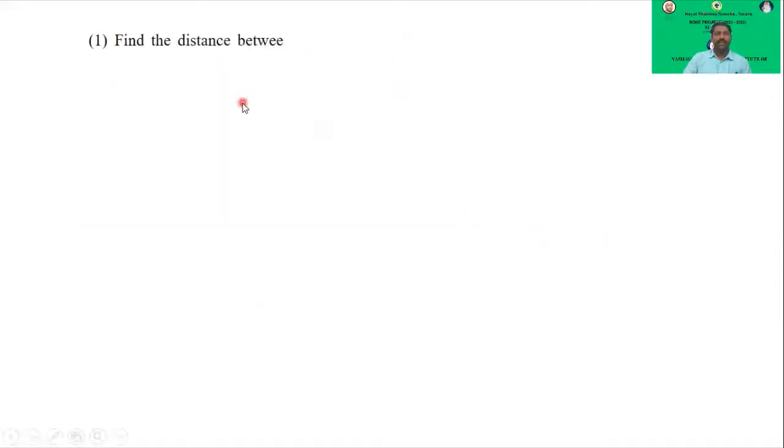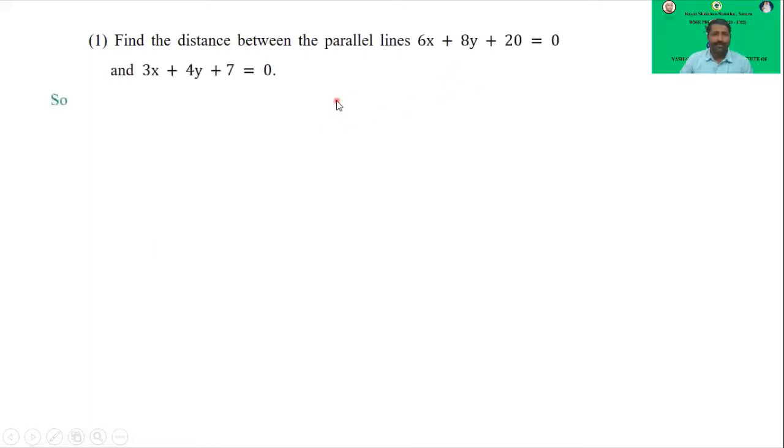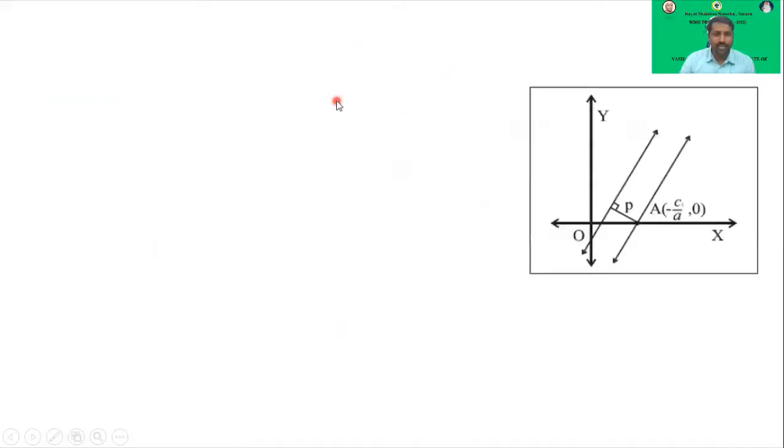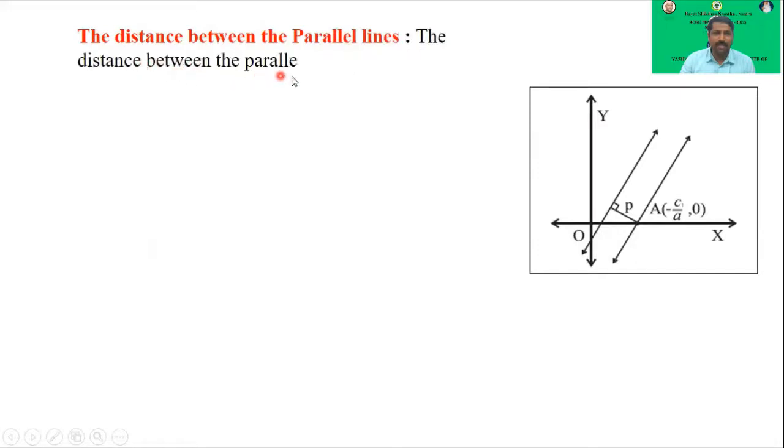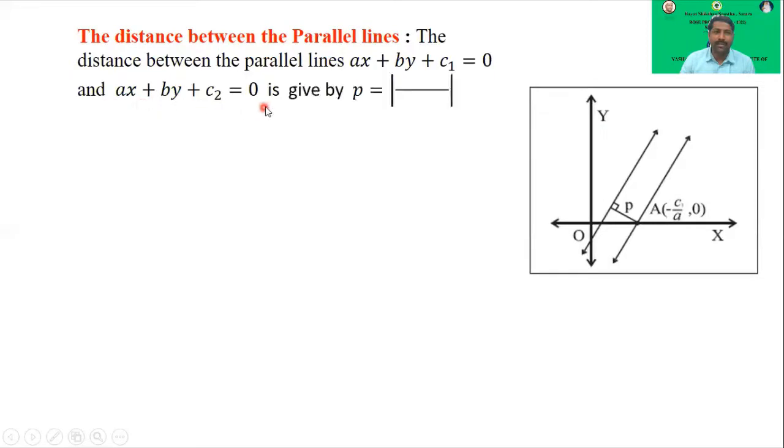Now find the distance between the parallel lines. First we see the formula. The distance between the parallel lines ax plus by plus c1 is equal to 0 and ax plus by plus c2 is equal to 0 is given by d equals modulus of c1 minus c2 upon root a square plus b square. So this is the formula by which we can find the distance between two parallel lines.